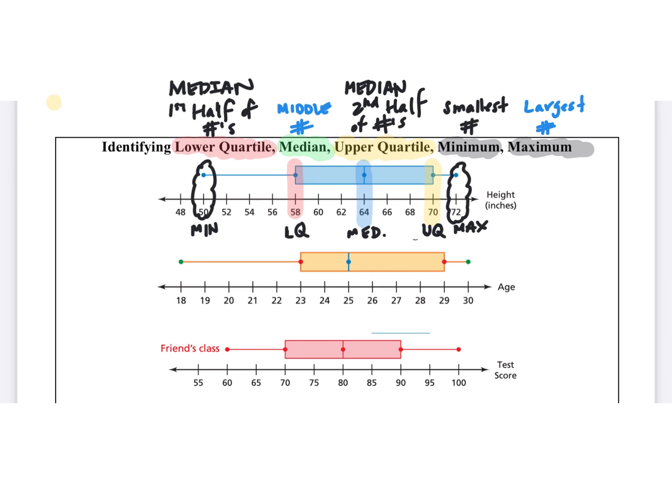So let's go ahead and talk about another one. The median in this case would be 25 because that's the middle number. And the middle number for the first half of the numbers is 23. That's called the lower quartile. And the middle number for the second half of the numbers is 29. That's called the upper quartile. So we have a lower quartile, median, and an upper quartile. And then lastly, again, our first and last dot, not the first and last number on the number line, are always called the minimum and the maximum.